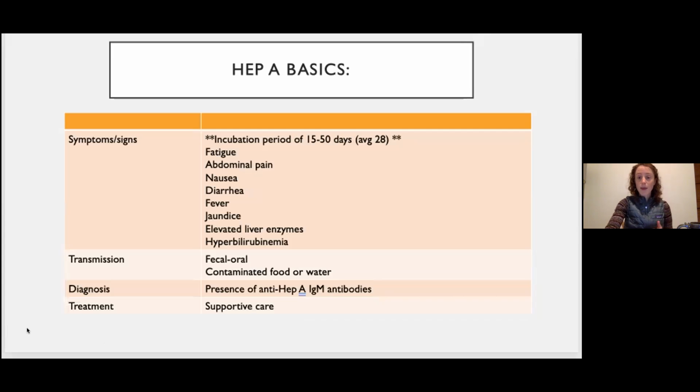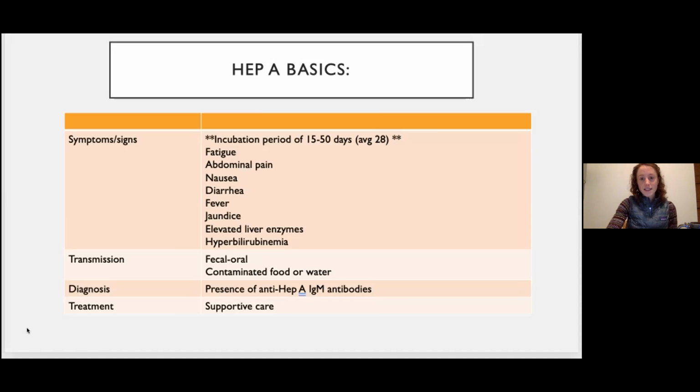So you diagnose Hep A with a blood test that looks for anti-Hep A IgM antibodies, and the treatment is supportive, so symptom management and sometimes hydration if they need it. These patients can look pretty scary if their liver enzymes are really high and they're super jaundiced. But really, only 1% of people with Hep A can actually progress to fulminant liver failure, and most of them have underlying Hep B or Hep C or other underlying liver disease.